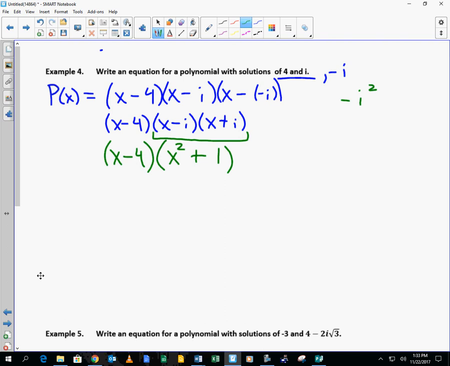Should we now multiply those out? Let's do it. P of x is equal to x cubed minus 4x squared plus 4x minus 4. No big deal, huh? I write it as x minus from the beginning. I multiply it out. Notice that my imaginary parts went away.